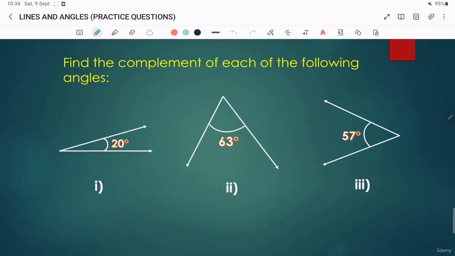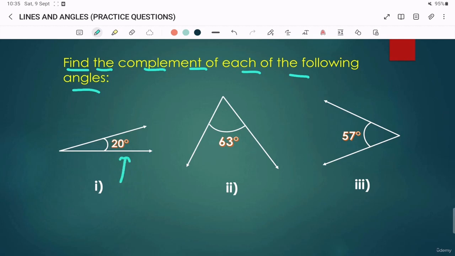Hi everyone. Today, we will see some practice questions. Now, the question is, find the complement of each of the following angles. We are given some angles and we have to find out the complement of these angles. We know when angles are complementary, then one angle is called the complement of another. Now we have to find out the complement of this angle.